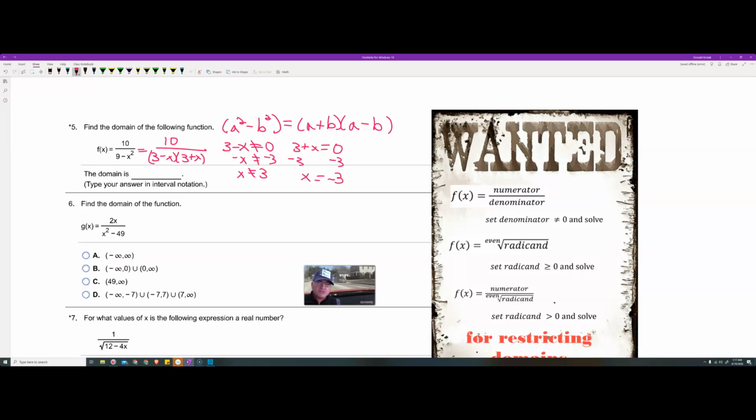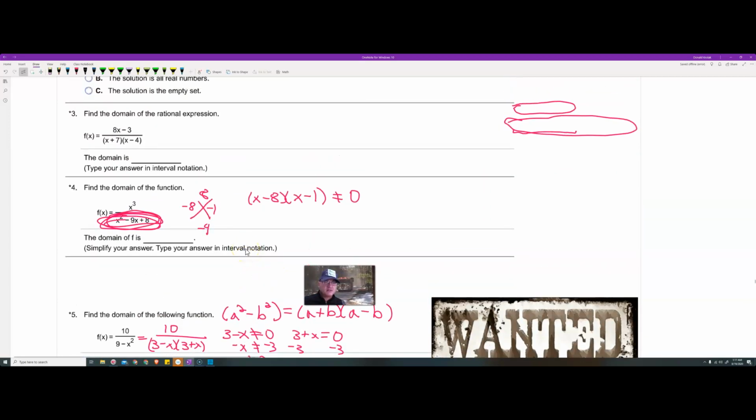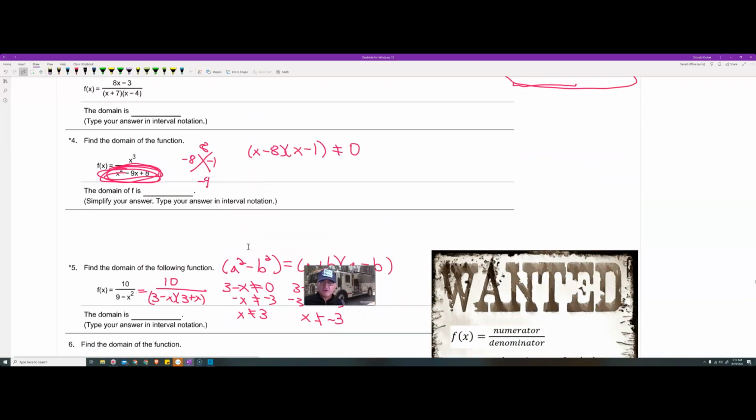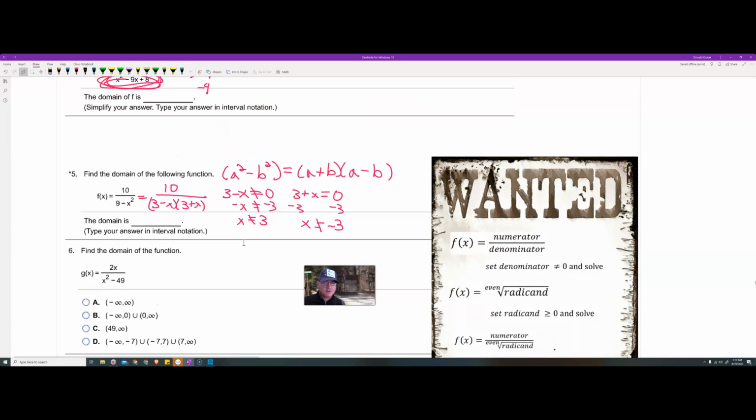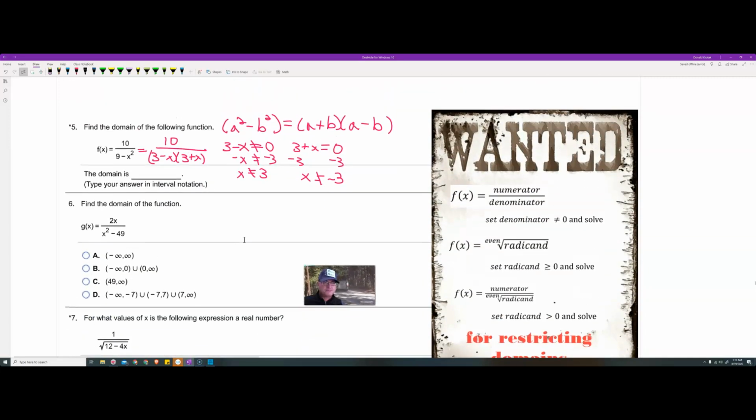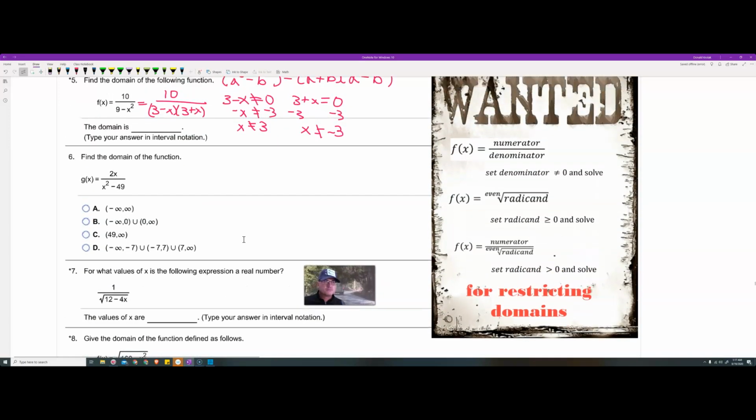Okay, so now once you've got that, you're going to write it just like we did these previous ones. So it's solved the same way. Okay. All right. Number 6, again, solved the same way.